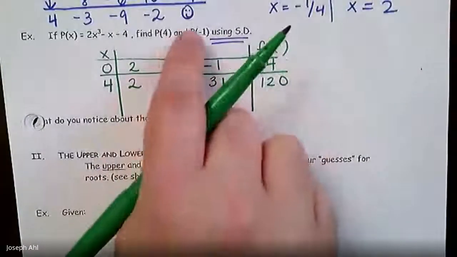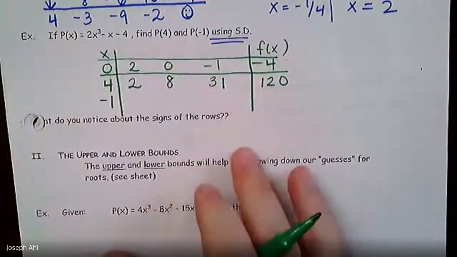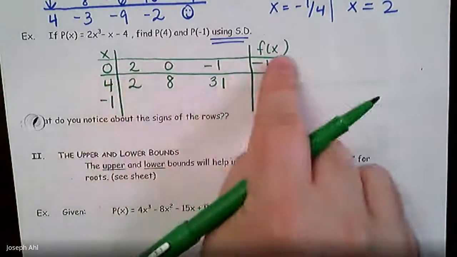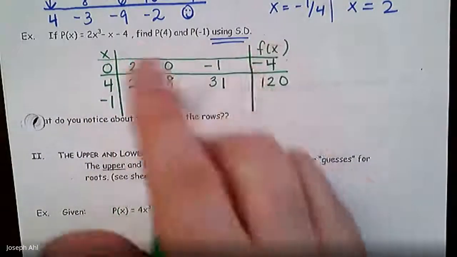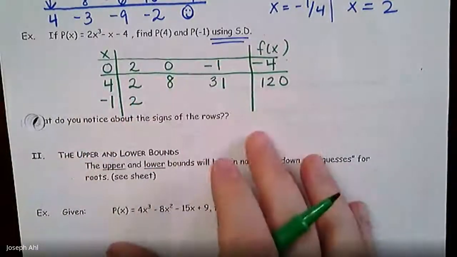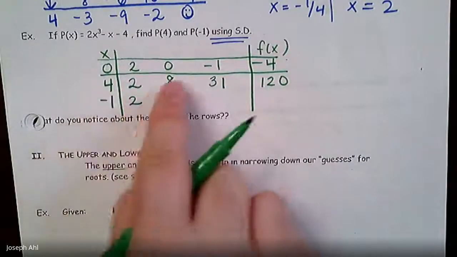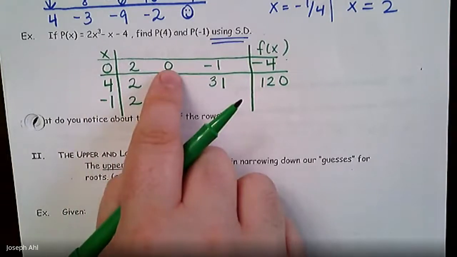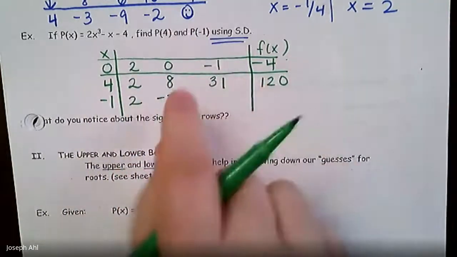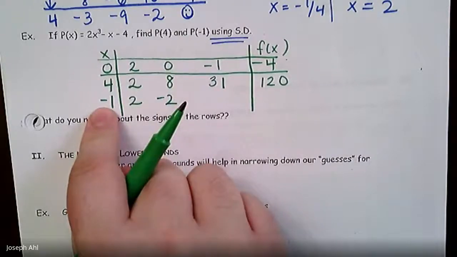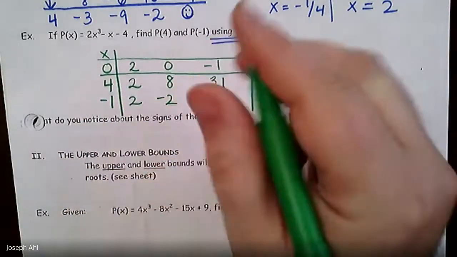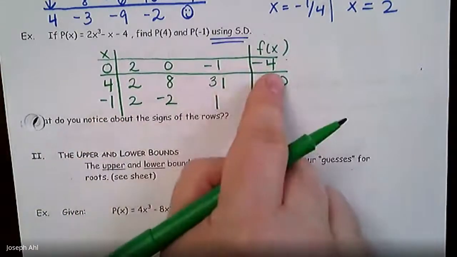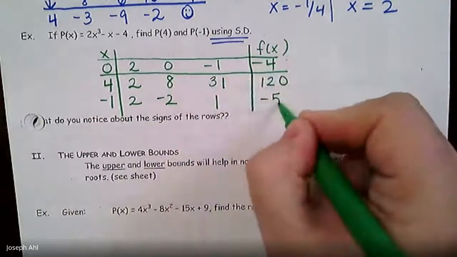But we also want to find p of -1. So for testing a new root, you don't have to rewrite all those coefficients again. Just leave them up at the top. But we are going to start by bringing down the 2. Okay, so you're always multiplying by this root, add it to the next column. 2 times -1 is -2, plus the 0 up there is -2. -2 times -1 is +2, plus -1 is 1. Finally, 1 times -1 is -1, plus -4 is -5.